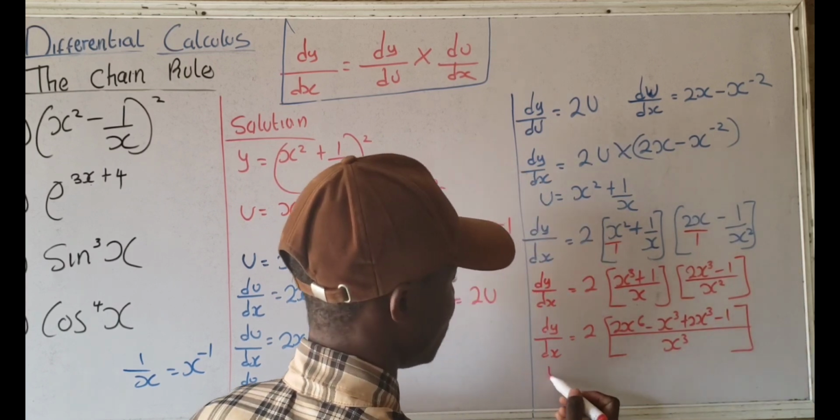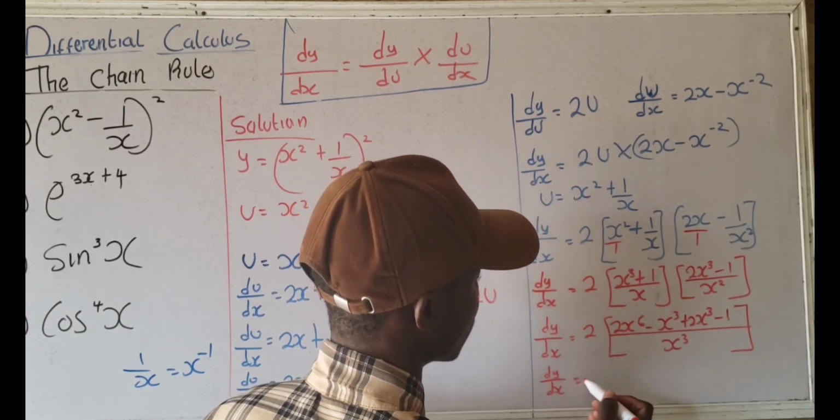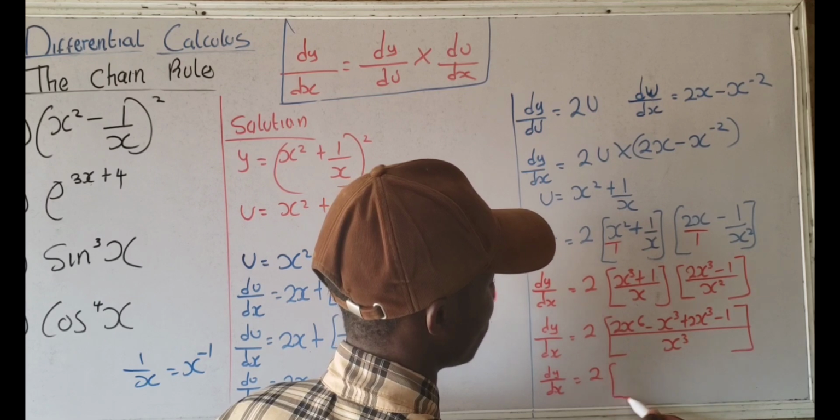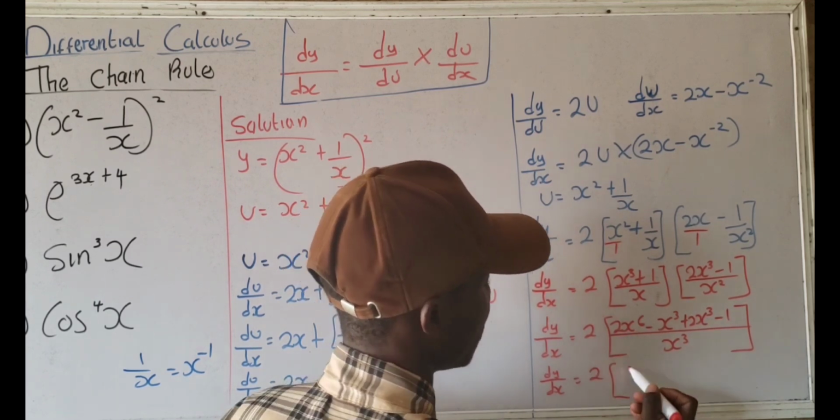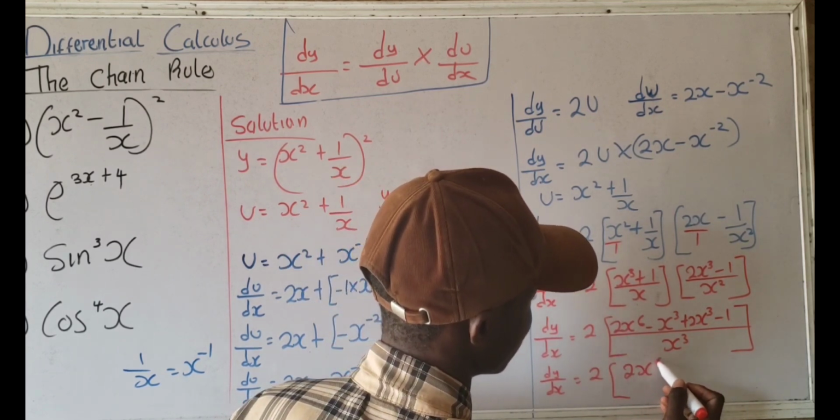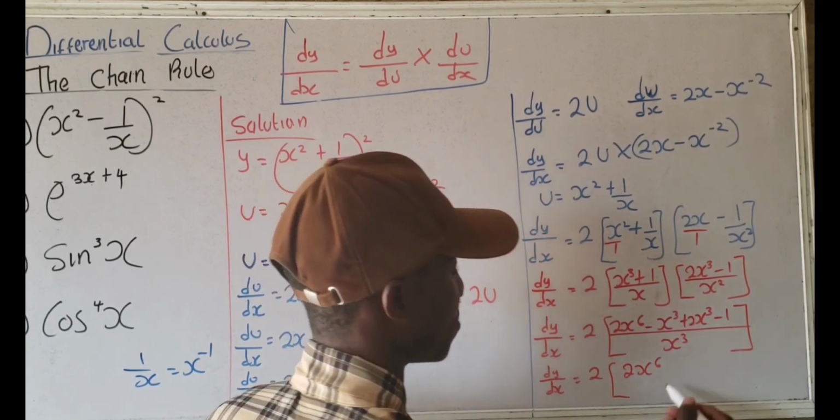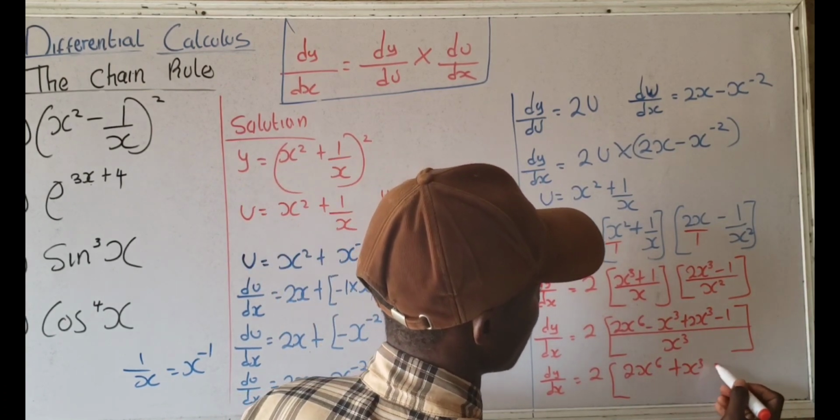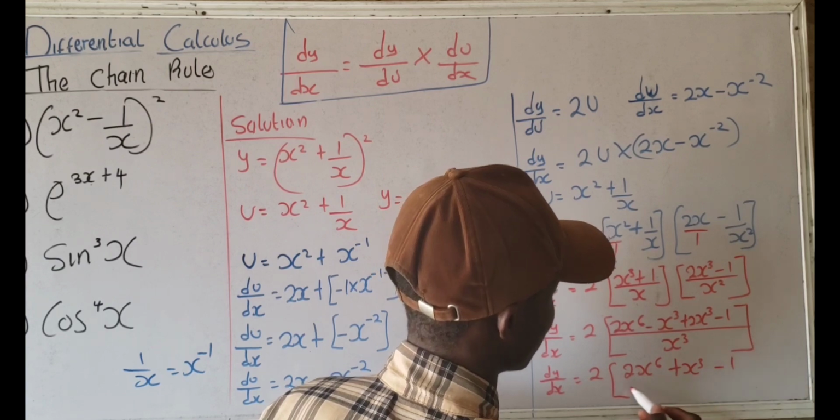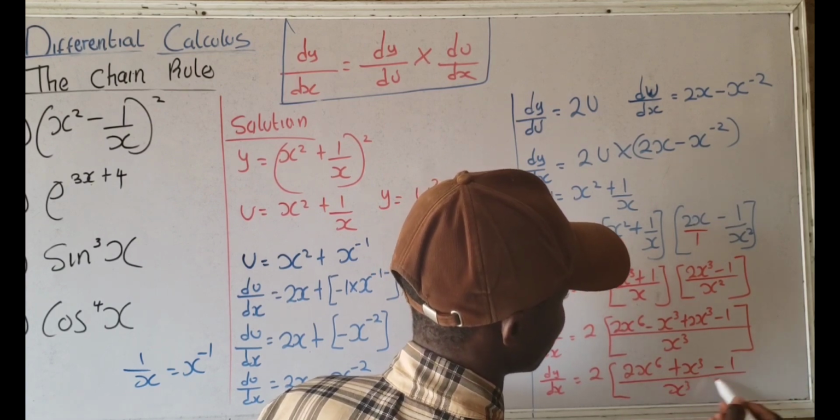Okay? So dy over dx is equal to 2 into bracket 2x raised to the power of 6 minus x cubed plus 2x cubed, that is what? Plus x cubed minus 1, all over x raised to the power of 3.